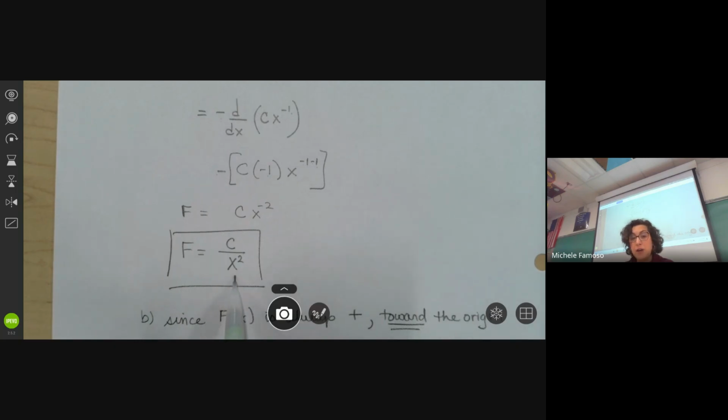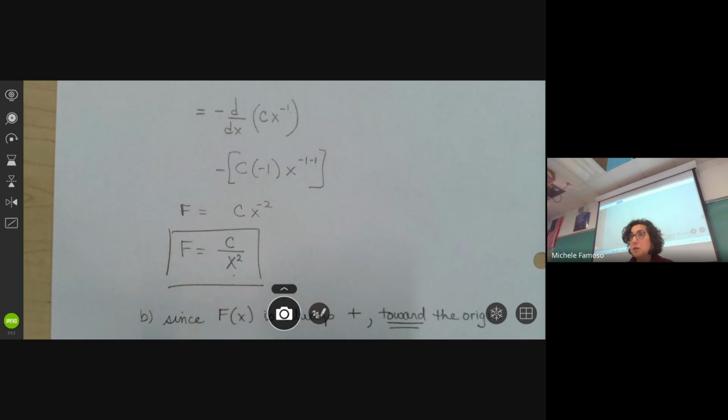Because if you're at an x value of 0, what's the force? If the x is 0, what is the force? No, it can't be 0. If the x is 0, what's the force? Undefined, infinite, huge, massive.